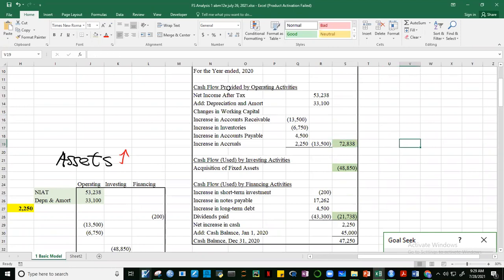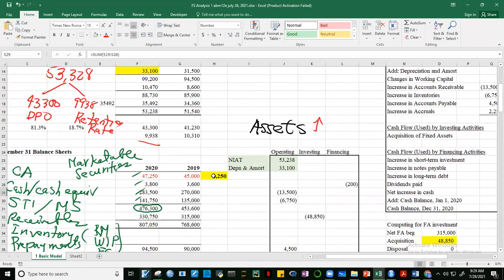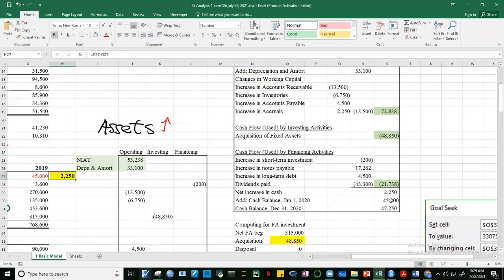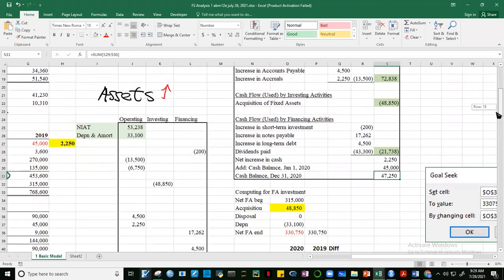This is cash flow provided by operations, since it's positive. This is cash flow used by investing, since it's a net outflow. And then cash flow used also by financing, since this is negative. When we add these three, we get 2,250, which should be equal to the change in cash. Then we add back the beginning cash balance to get the ending cash balance. So this is our statement of cash flows.